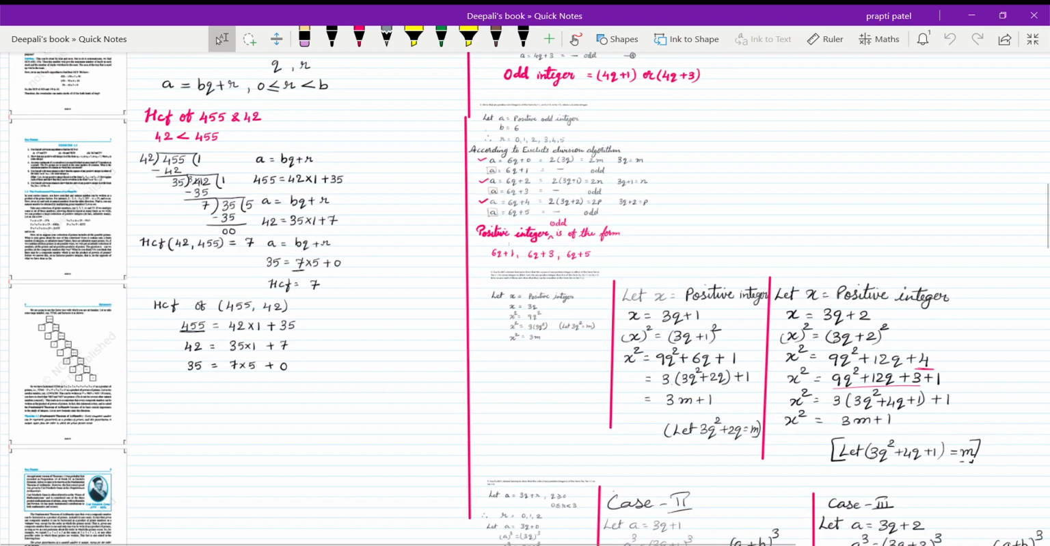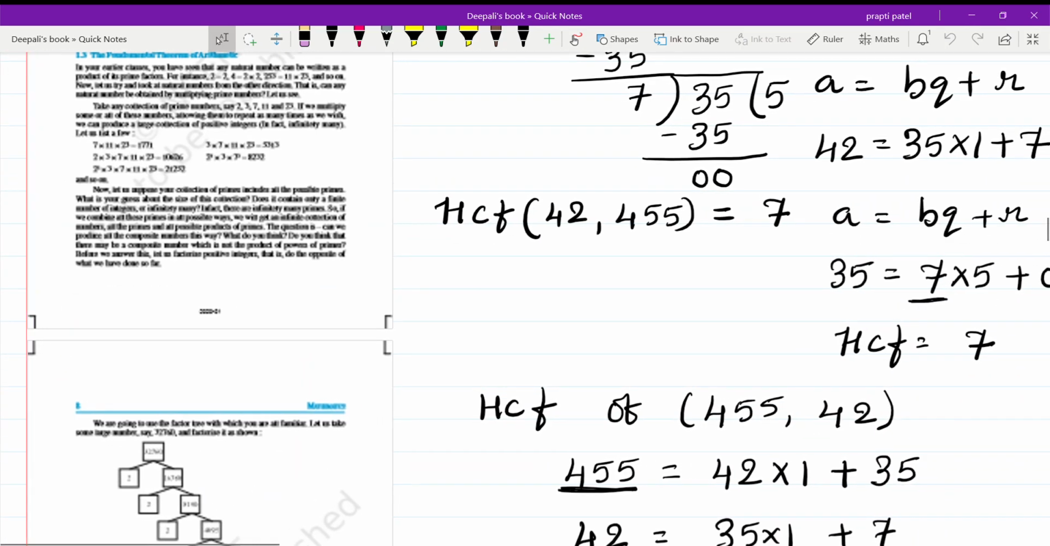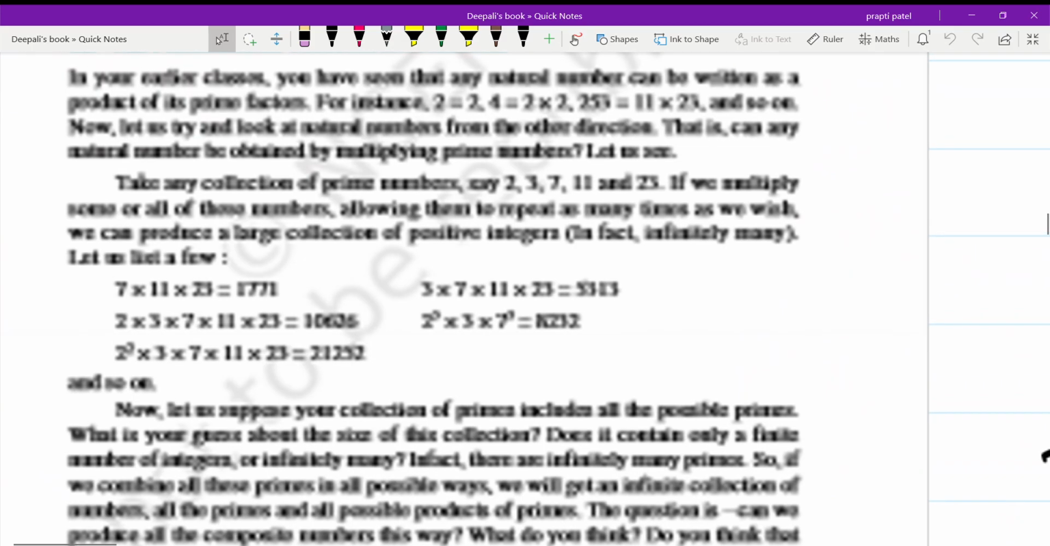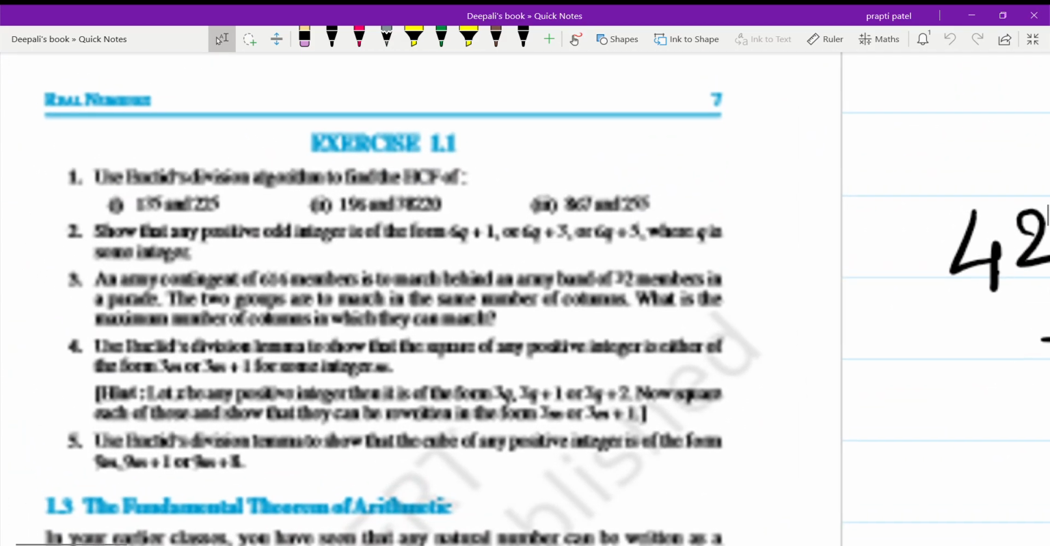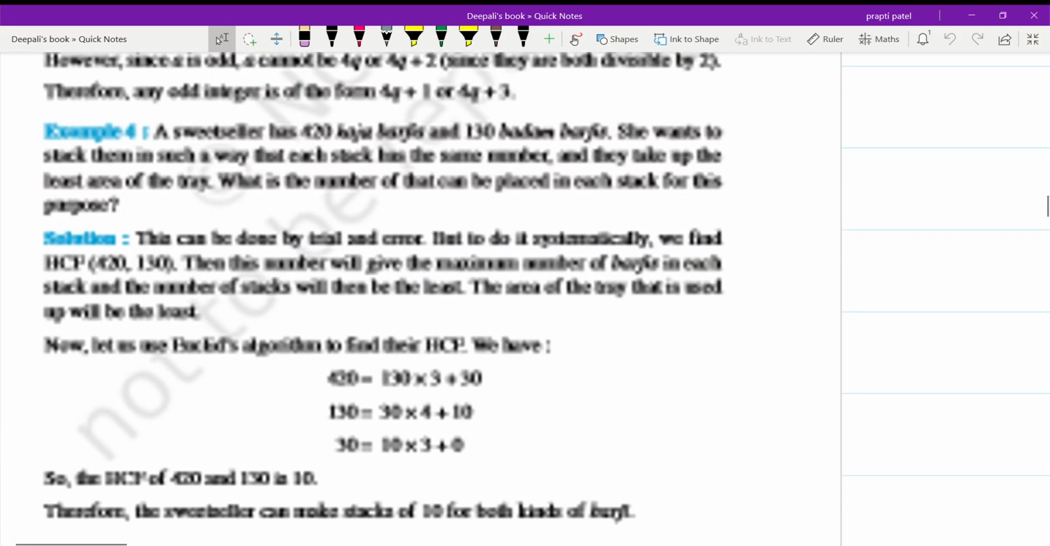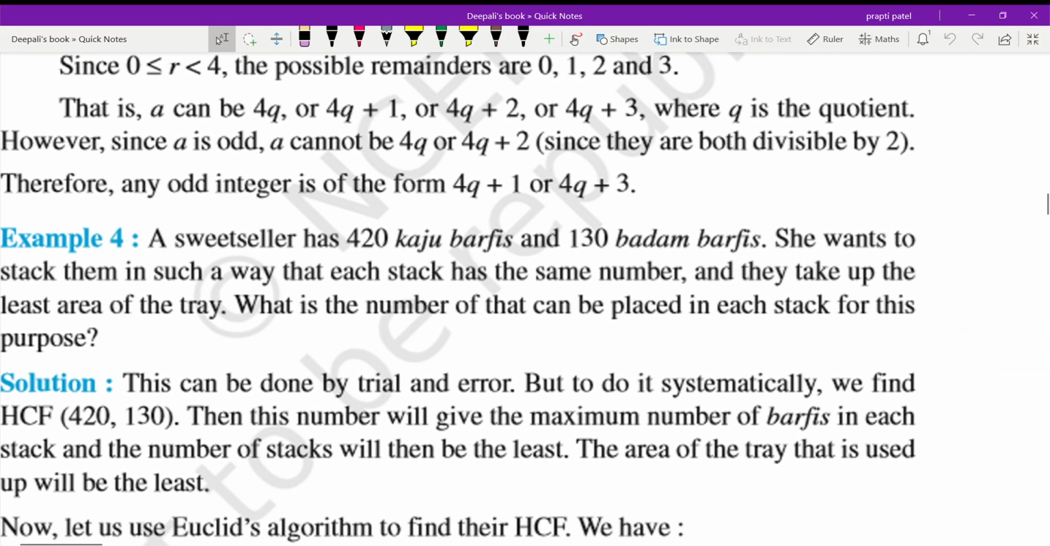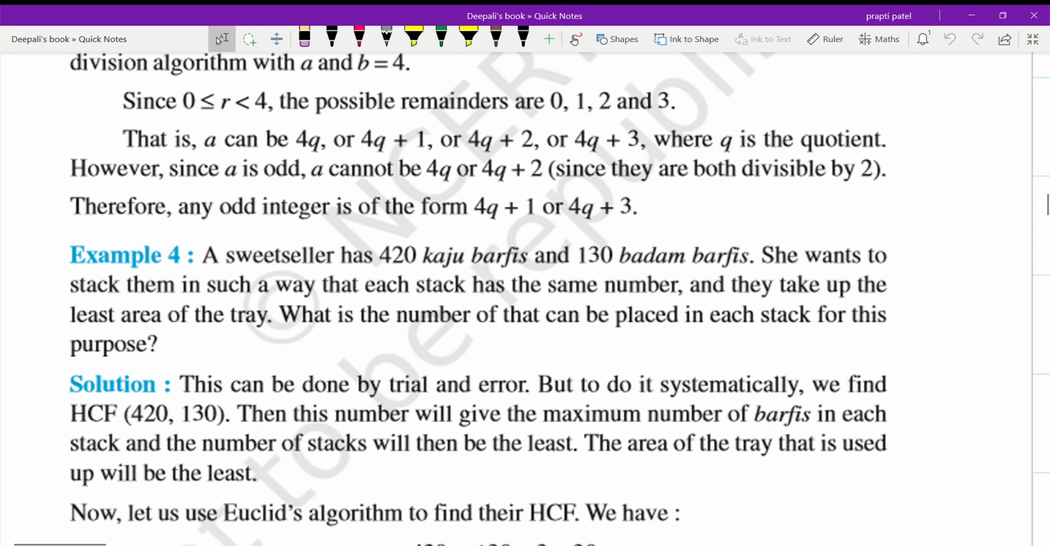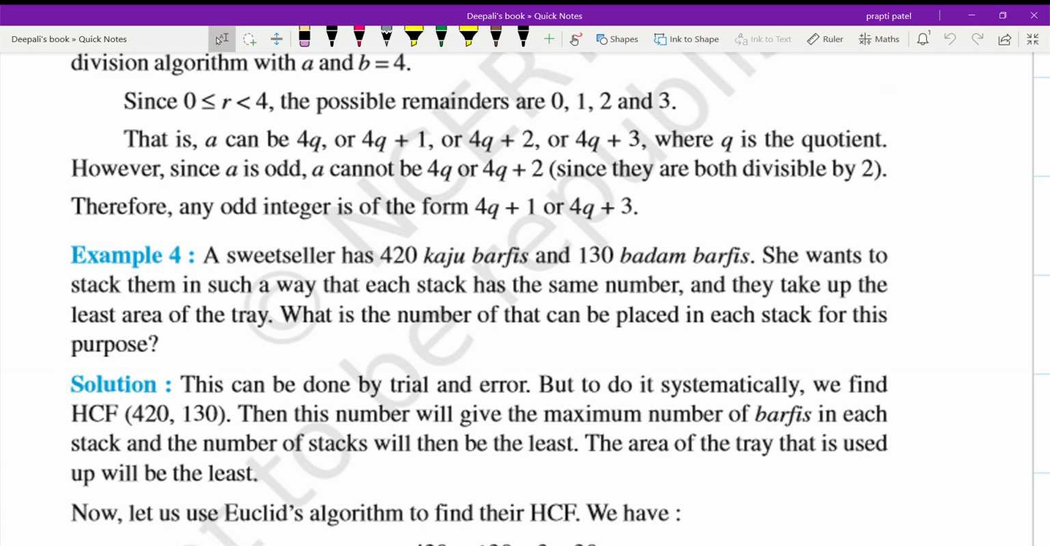Let us see one more application of Euclid's division algorithm. Now there is a sweet seller who has 420 Kaju Barfis and 130 Badam Barfis. She wants to stack them in such a way that each stack has the same number and they take up the least area of the tray. What is the number that can be placed in each stack for this purpose?